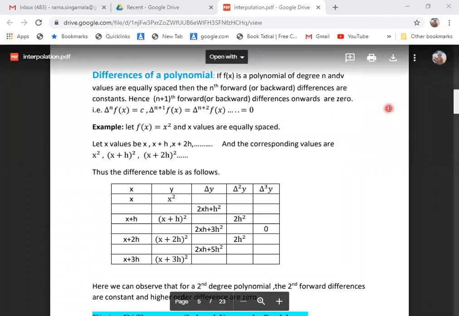In this lecture I am going to give examples of finite differences. Before that, let us see what are the differences of a polynomial.